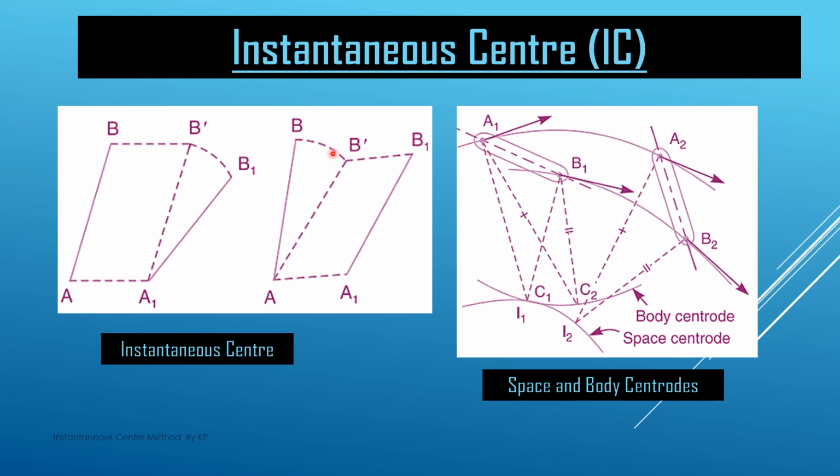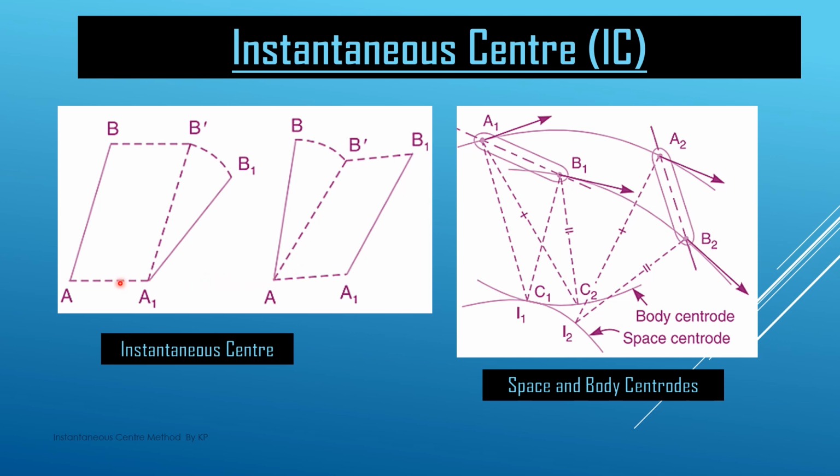First it has a rotational motion, then it reaches the position A1 and B dash, and then it has a translation motion. And the final position is A1 and B1. The final position in both the cases is A1 and B1. In the first case, it first has the translation motion and then the rotation motion. In the second case, first it has the rotation motion and then the translation motion.